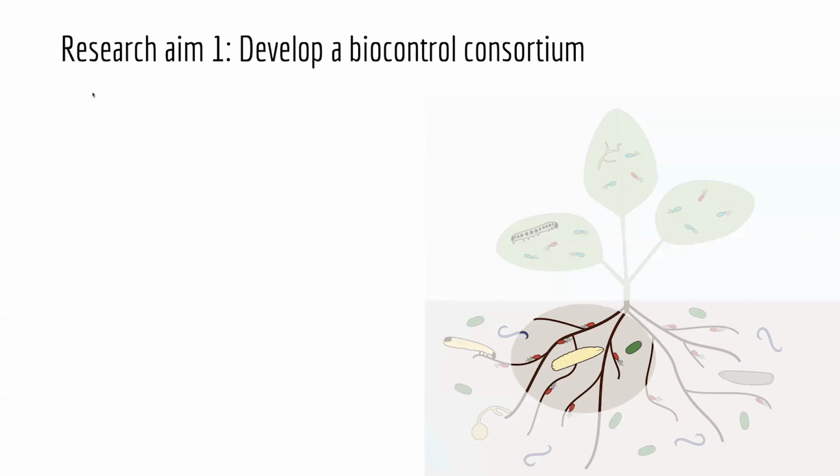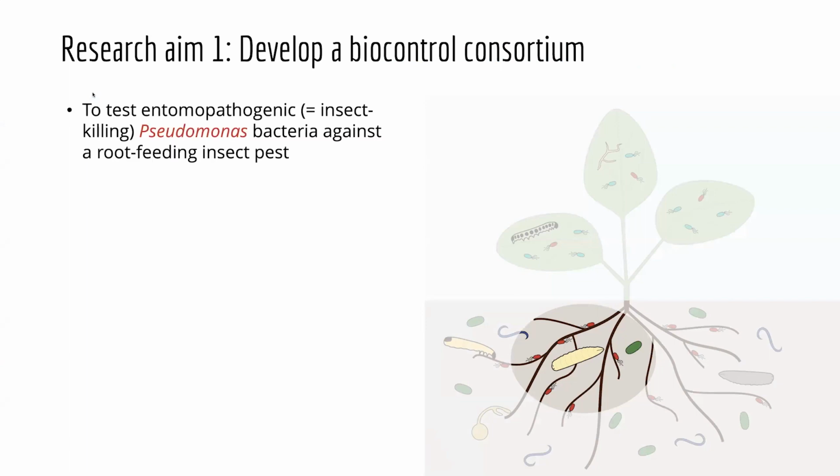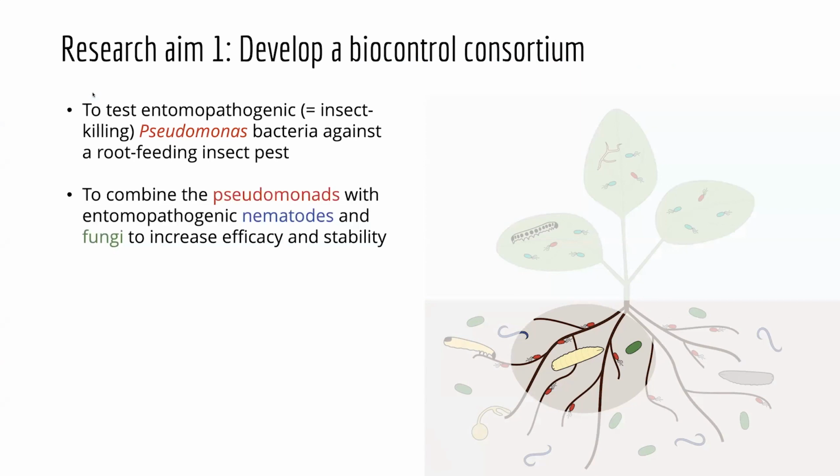So my first research aim was to develop a biocontrol consortium. The first task focused mainly on the Pseudomonas bacteria because they were so far not applied against root-feeding insect pests. So we first wanted to test whether this is possible, and then combine them with nematodes and fungi to increase efficacy and stability. We took a very stepwise approach, first doing laboratory and greenhouse assays, then pot assays outside, and in the end, a field trial.